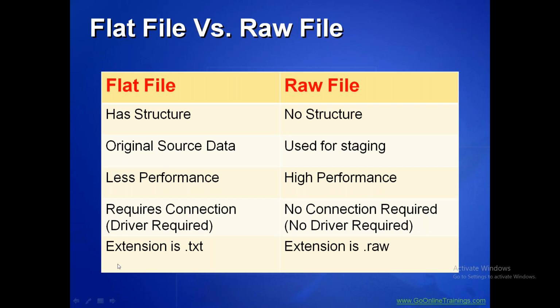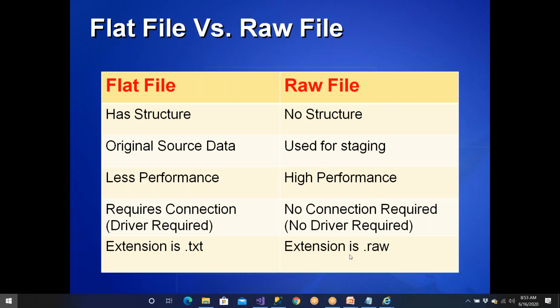A flat file source requires a connection. You need drivers to read data from the flat file, so using the driver you can read the data. For a raw file, no connection and no driver are required. If you have some data in your raw file, you only need to tell the path of the raw file. For a flat file, only the path is not enough; you also have to install the proper drivers to read the data. The extension is .txt for flat files and .raw for raw files.